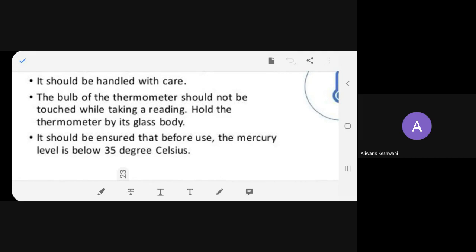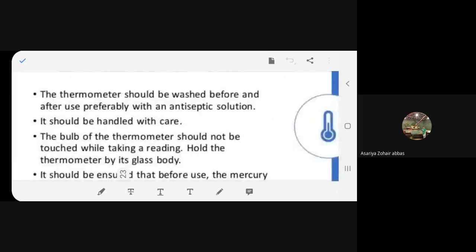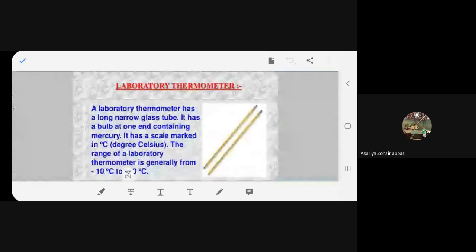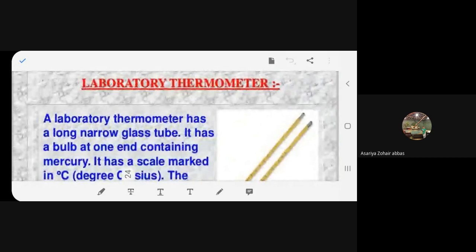So have you understood this slide? Yes. Do you want to ask me any question? No. Now we are coming to the laboratory thermometer. So the clinical thermometer is over. All of you have understood nicely regarding the clinical thermometer, beta? Yes. Okay. Now we start with the laboratory thermometer.